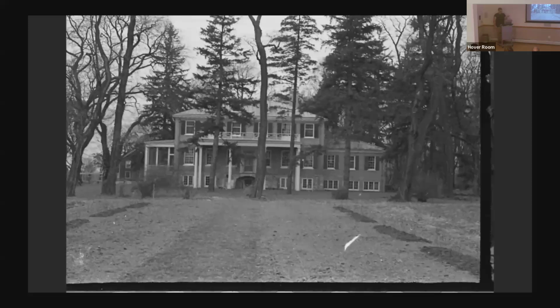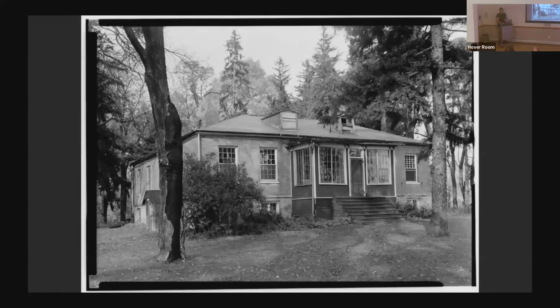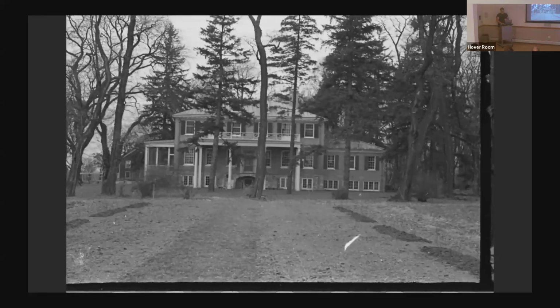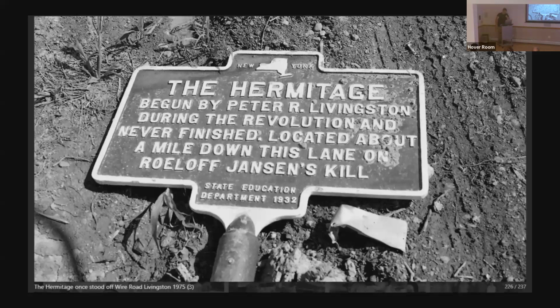The Hermitage was later, in the 1930s, completed according to the original blueprints by Ida Ogilvy, and it looked like this. Anyone alive today would remember the Hermitage looking like this and not like that. Both of these photographs come from the Historic American Buildings Survey profile from the 1930s. The Hermitage was rather infamously torn down in early 1983. And in the lead up prior to that, the historic sign that marked it on Wire Road was knocked over.